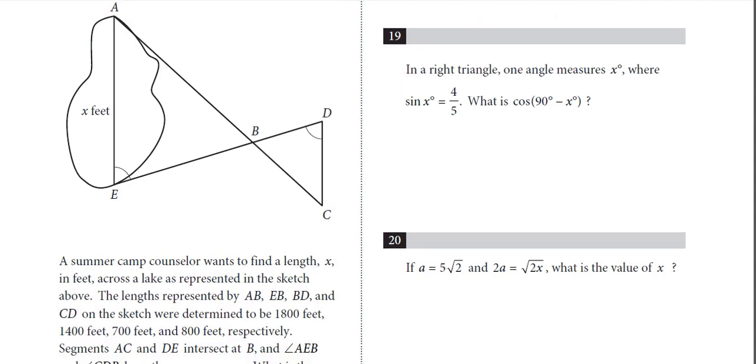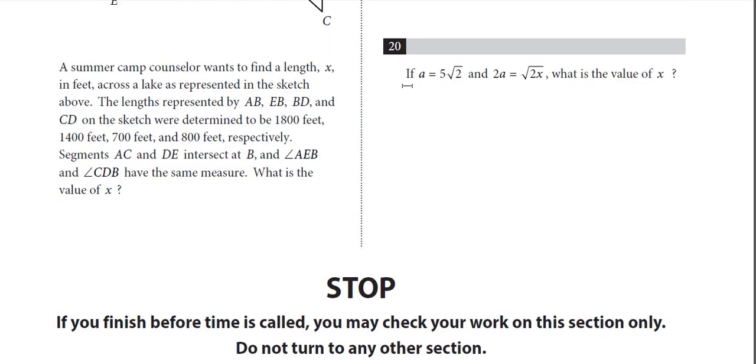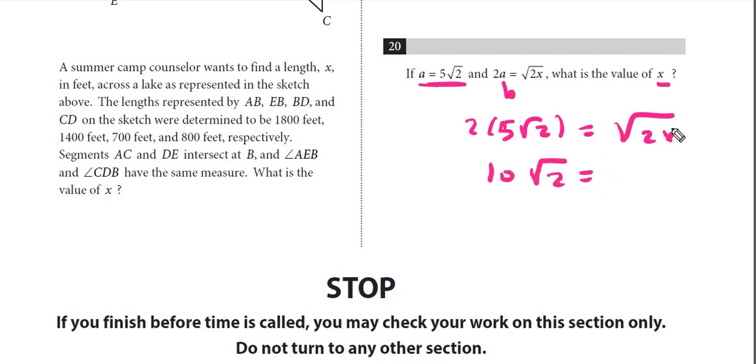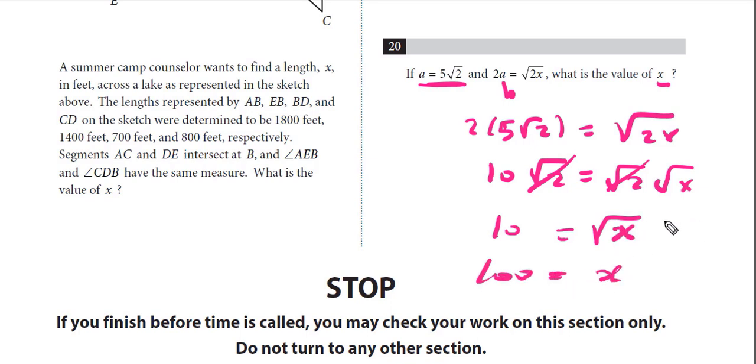The last question here, number 20. If a is equal to 5 radical 2 and 2a equals radical 2x, what is the value of x? 2a is 2 times 5 radical 2, which equals radical 2 times radical x. 2 times 5 will be 10 radical 2. And here you can write it as radical 2 times radical x. You can divide by square root 2. Now 10 is equal to square root of x. Then what is the value of x? It is 100 by squaring.